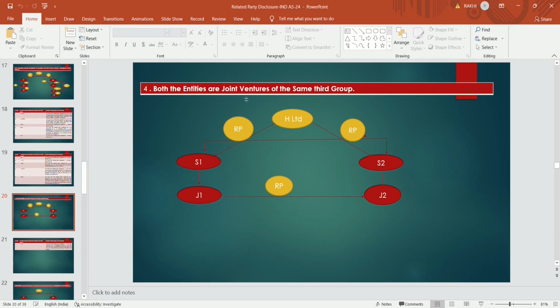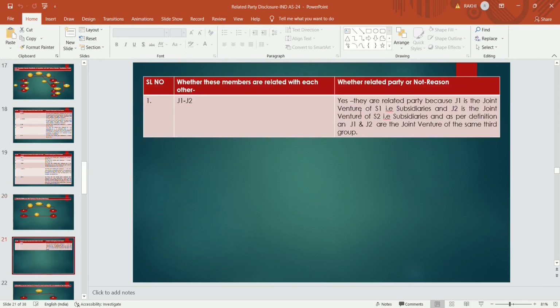It is said that if both the entities are joint ventures of the same third group, meaning both the entities are joint ventures and they are in the same group, then they are related party. If it is in the same group and both the entities are joint ventures, then they are related party. So yes, they are related party because J1 is the joint venture of S1, the subsidiary, and J2 is the joint venture of S2.